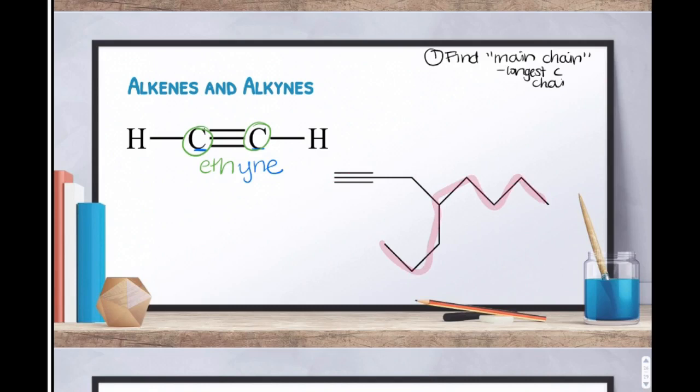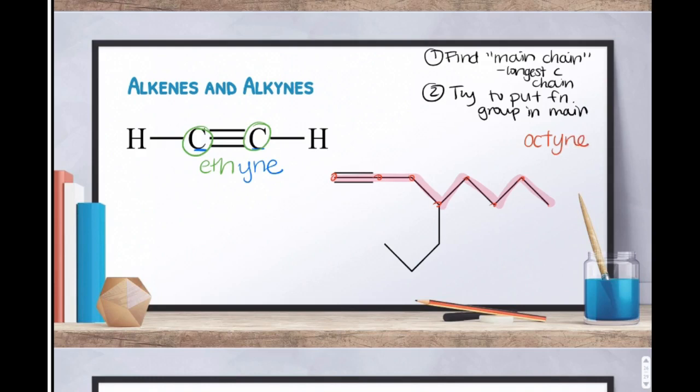Now, what do you think is more important? To have the triple bond in your main chain or to have the triple bond in a side chain? It's better to always have your functional group in the main chain. So try to put your functional group in the main chain. And so we're going to choose this as our main chain. Our main chain is 1, 2, 3, 4, 5, 6, 7, 8 carbons. So that's oct. And we have a triple bond, so that's yne.